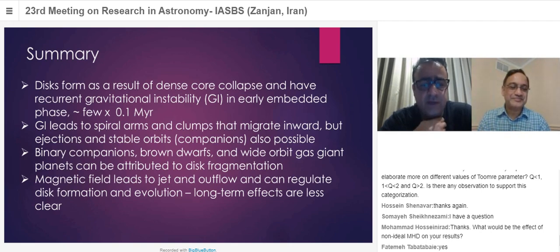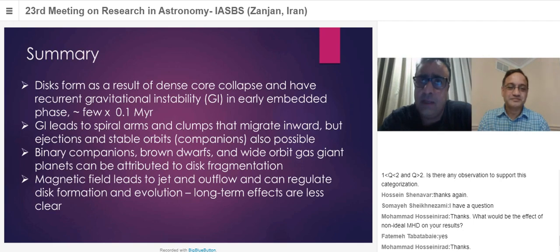I have one more question. Is there any correlation between the embedded cloud and the accretion rate of the protoplanetary disk? I mean, is there any direct correlation between the properties of the cloud and the protostellar disk? You mean the clump and the protostellar disk? Yeah, yeah.